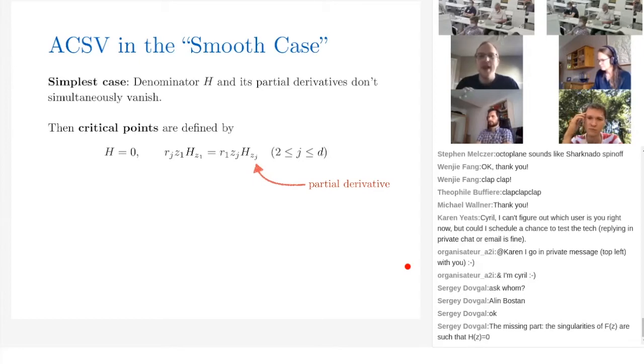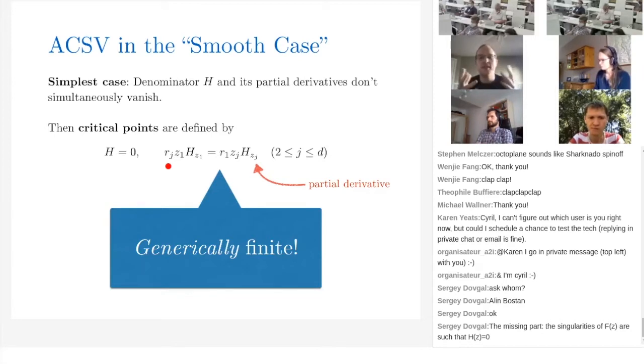case. And there are a set of points which are called critical points. Robin talked about them extensively in his talk. And for us, in this smooth case, these are just the points that satisfy this set of algebraic equations. So your denominator is 0, and then there's some set of equations that depend on partial derivatives with respect to your variables, and this direction r that you're trying to find asymptotics in.